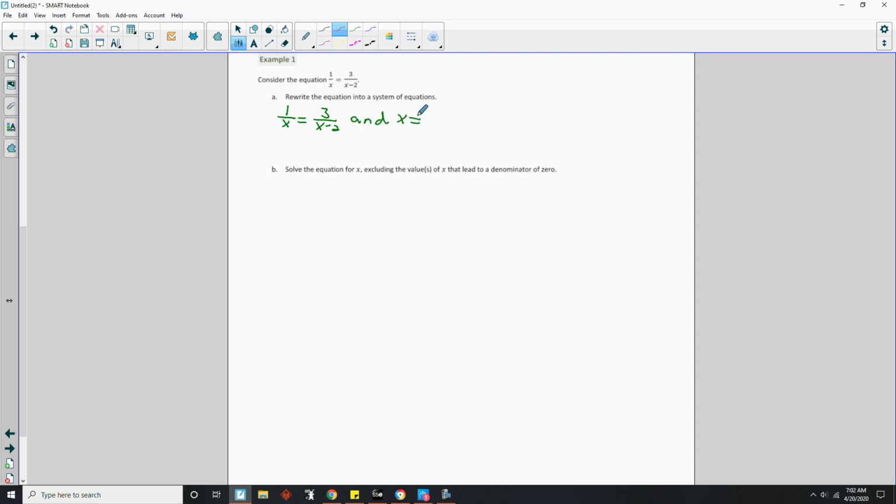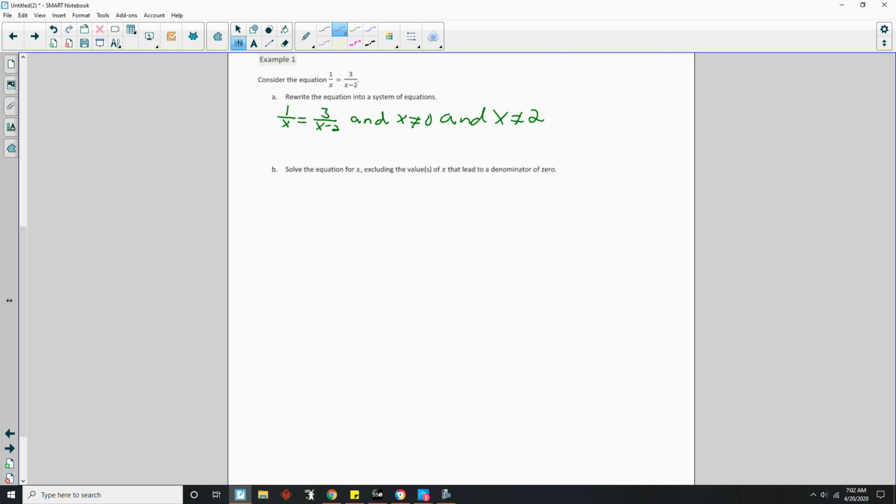X cannot equal, and on the left side, what would make 1 over x undefined? Well, that's just x equaling 0. So I'd say 1 over x equals 3 over x minus 2, the given, and x cannot equal 0, and, because there's another fraction, x cannot equal, and what makes this denominator 0? Well, 2 minus 2 is 0, so x cannot equal 2.